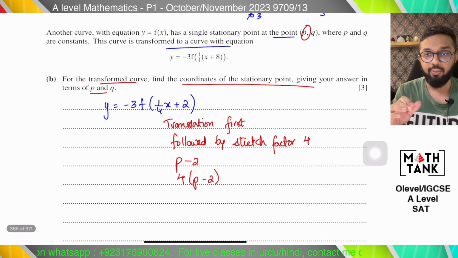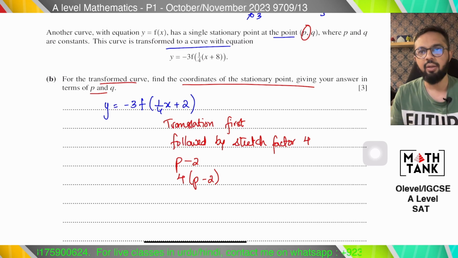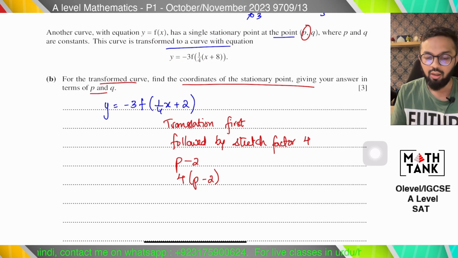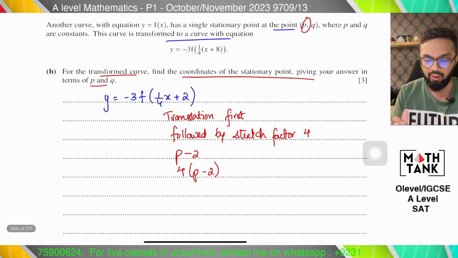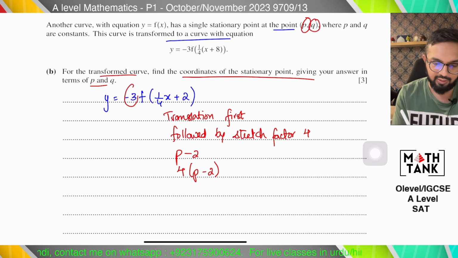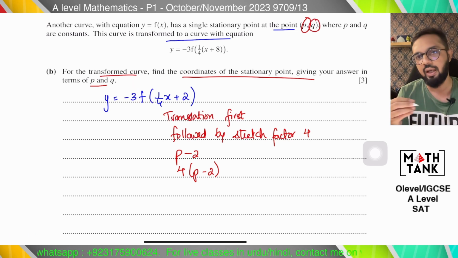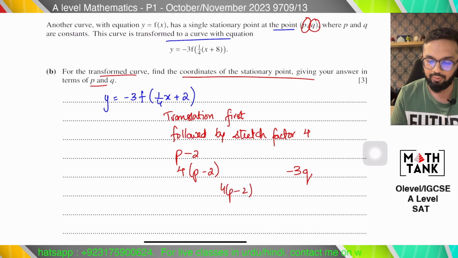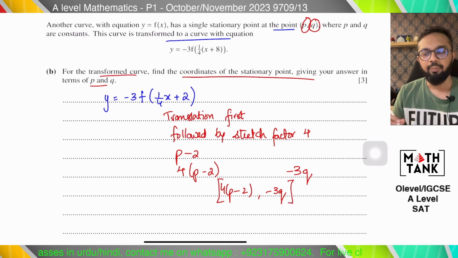Remember that this rule is the opposite for Y transformations. Y transformations typically happen as a stretch first and then a translation, given that no brackets are involved. With X, that is the rule. Then the Y coordinate is getting multiplied by minus 3. There's a reflection and there's a stretch involved. It doesn't matter which one you do first. So the Y coordinate will become minus 3Q. So your turning point will be 4P minus 2 comma minus 3Q. Okay.